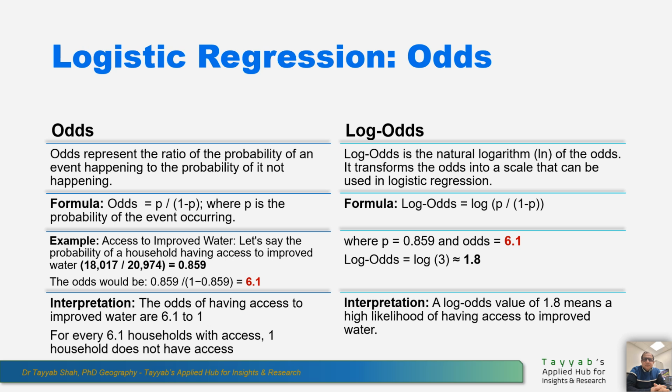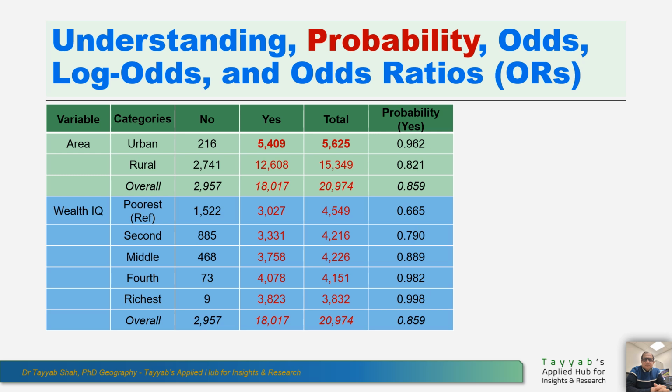Log odds is simply taking the log of that odds value, and that will give you approximately 1.8. The interpretation is basic: a log odds value of 1.8 means a high likelihood of having access to improved water sources. These two terminologies depend on each other. If you look at this example, first we calculate the probability, which is simply dividing yes over the total number.